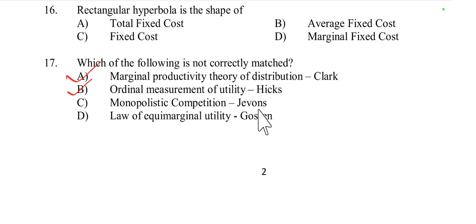Then monopolistic competition, Jevons. No. Monopolistic competition was given by Edward Chamberlin or Joan Robinson. So these are the economists related with monopolistic competition, not Jevons. So this is incorrect. Then option D, law of equimarginal utility. Gossen's first law is diminishing marginal utility, Gossen's second law is equimarginal utility. So this is right here. So option C is incorrect. Not correctly matched is option C.